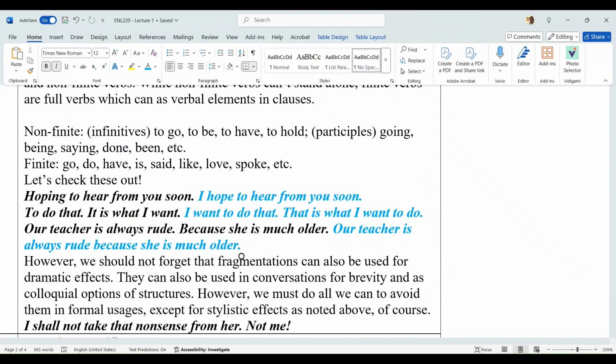However, we should not forget that fragmentation can also be used for dramatic effects. This is also an important point to make. Dangling modifiers can be used for dramatic effects. So in this case, it may not be seen as a problematic issue, but as having dramatic effect. Okay, so let's look at some examples.